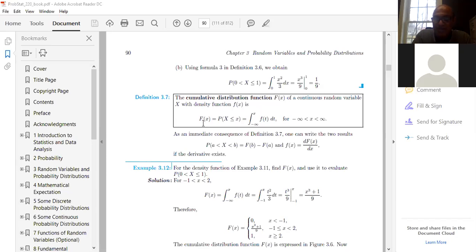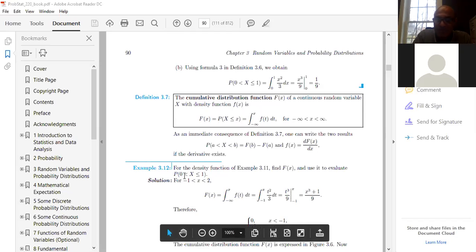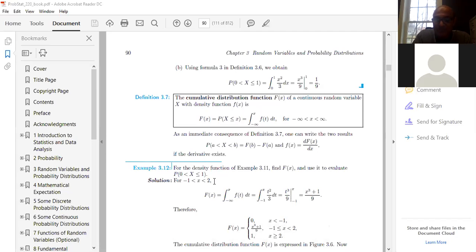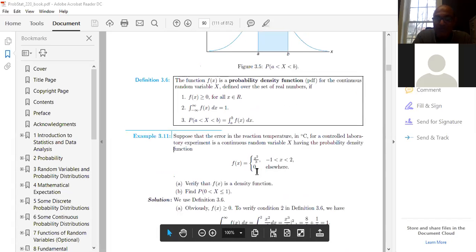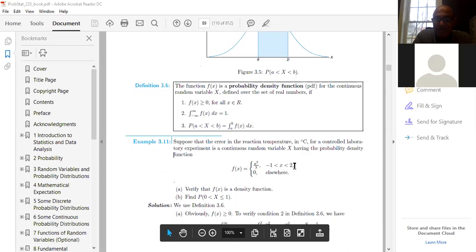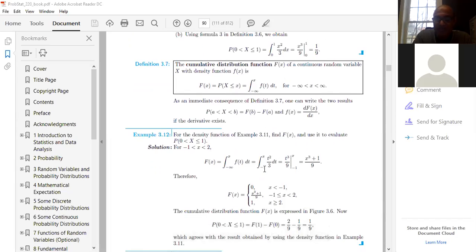And in my previous example, suppose I want to find F(b) and F(a). If you write F(b) and F(a), that is nothing but the reverse case of integration and derivative. In my previous example, I found 0 less than x less than or equal to 1, and that was 1/9. For -1 to 2, what will happen? I want to find the capital F(x) by definition, the integral from -∞ to x of f(t) dt. This range is divided into a number of parts, but my function is defined only between -1 and 2, where it is x squared by 3, otherwise it is 0. So no value.